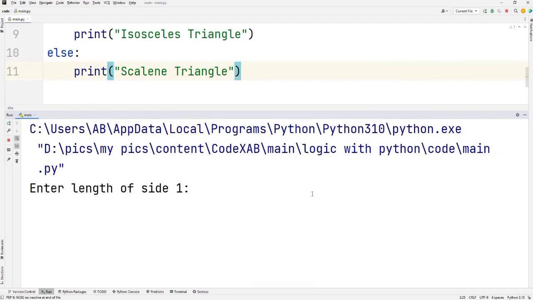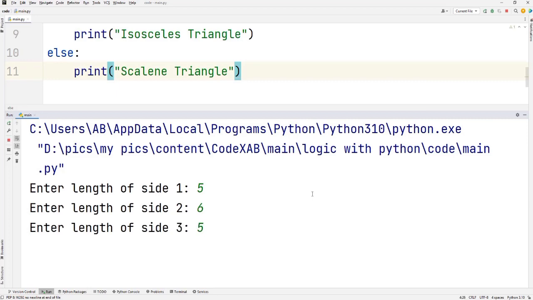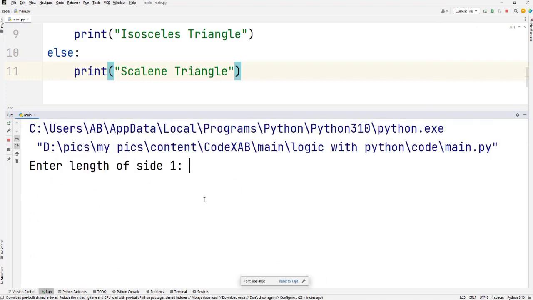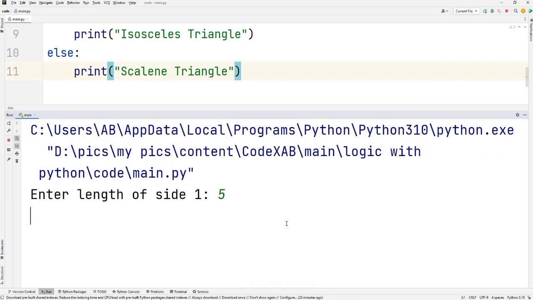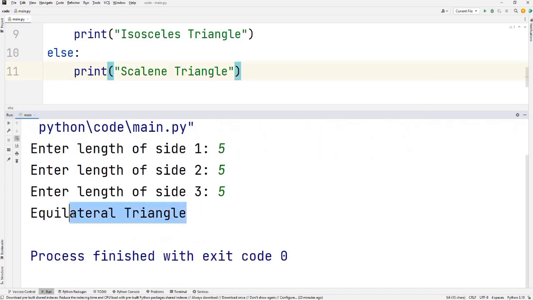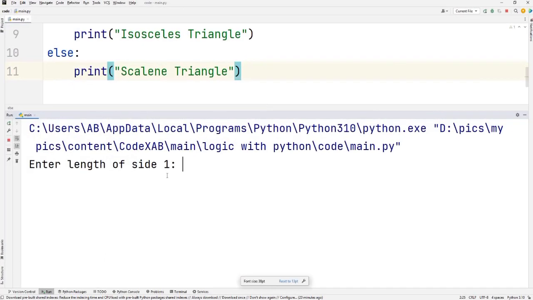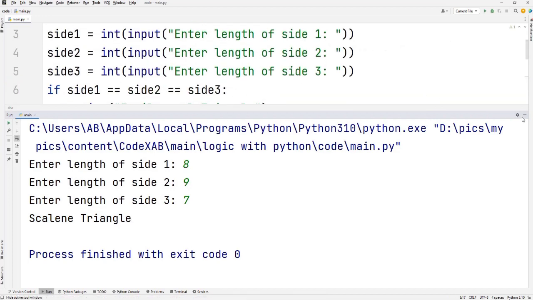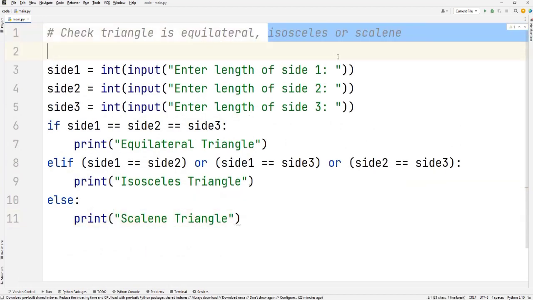Let's run this program. So first I'm going to enter the length of side 1. Suppose I write 5, 6 and 5. Then it says that it's an isosceles triangle because two of the sides are the same, like 5 and 5. Let's see. If I write 5, 5, 5, then it will say, yeah, the triangle is an equilateral triangle. And if I change all three sides, then it will say that it is a scalene triangle. So this is the most basic program to check whether the given triangle is equilateral, isosceles or scalene.